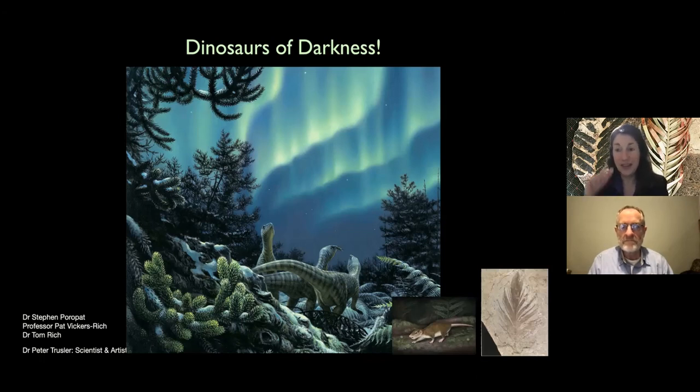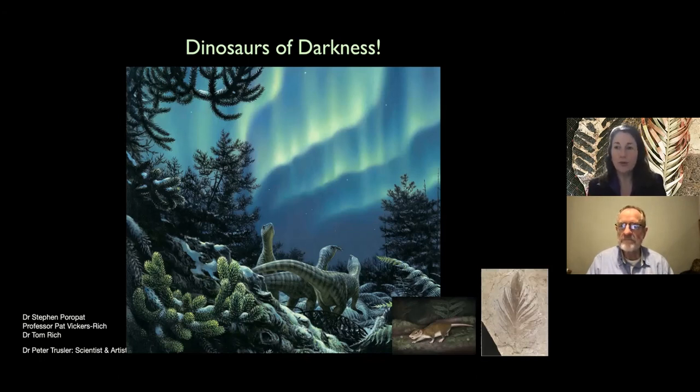Some of the dinosaurs had larger orbits to their eyes. So this is work done by Pat Vickers-Rich and Tom Rich from Museum in Swinburne, and Stephen Poropat, who's also at Swinburne. And so they studied these tiny little chicken-sized dinosaurs. There's also some large predators, which are pretty exciting.